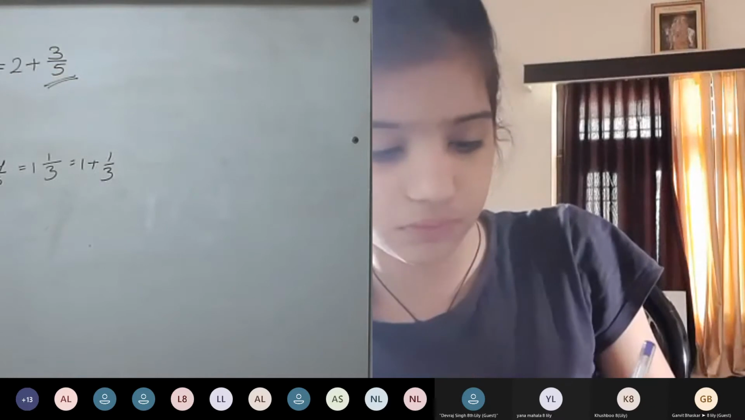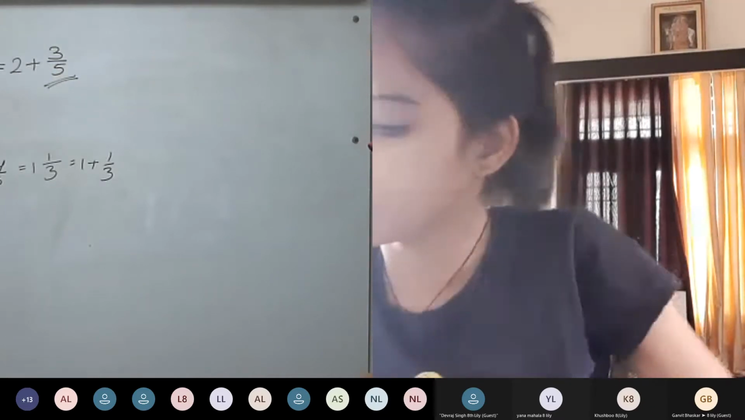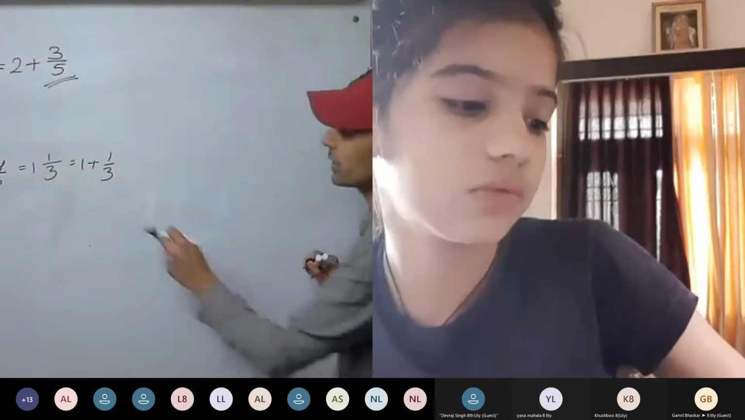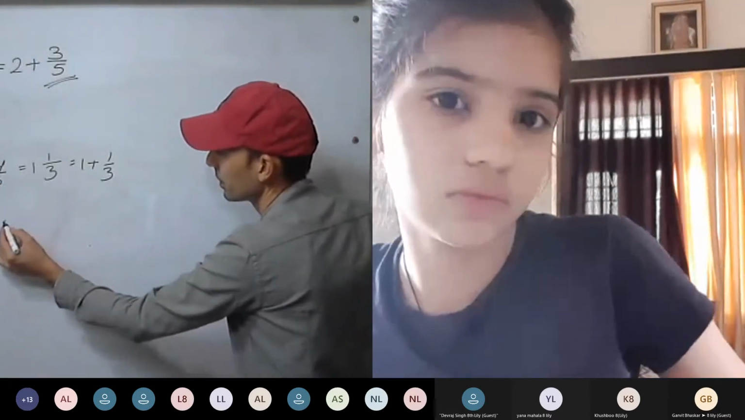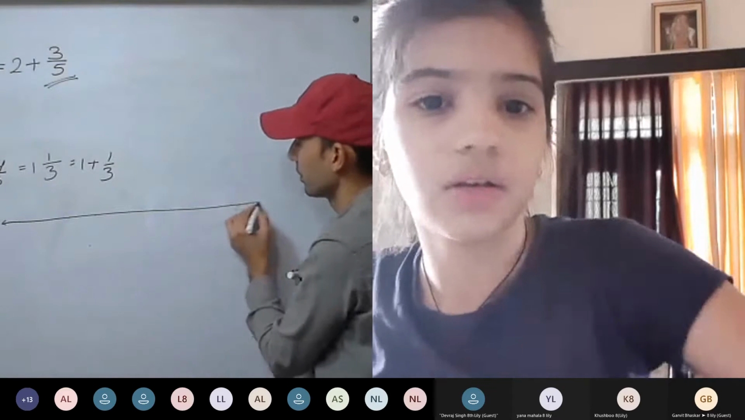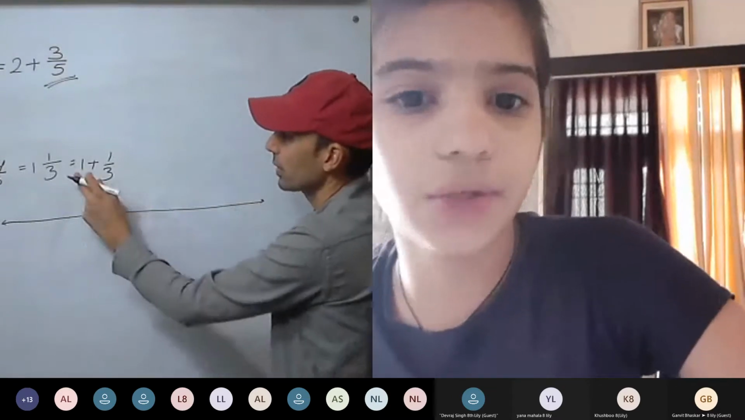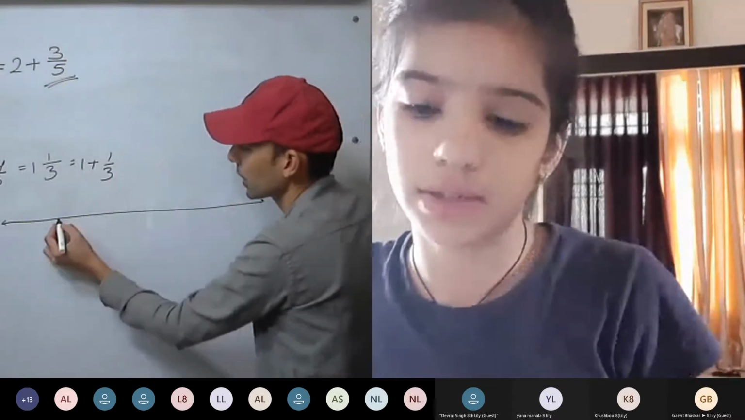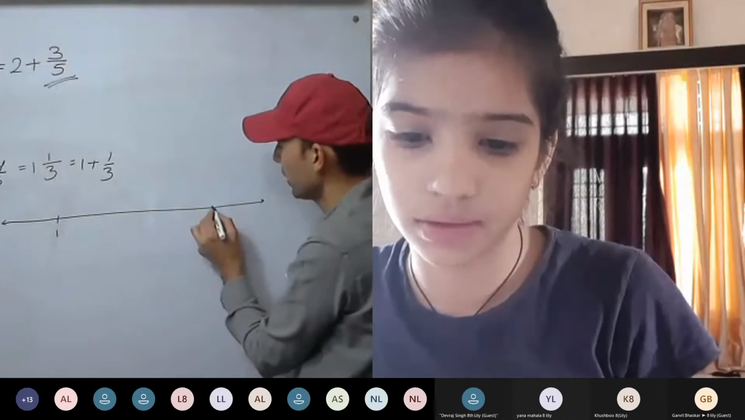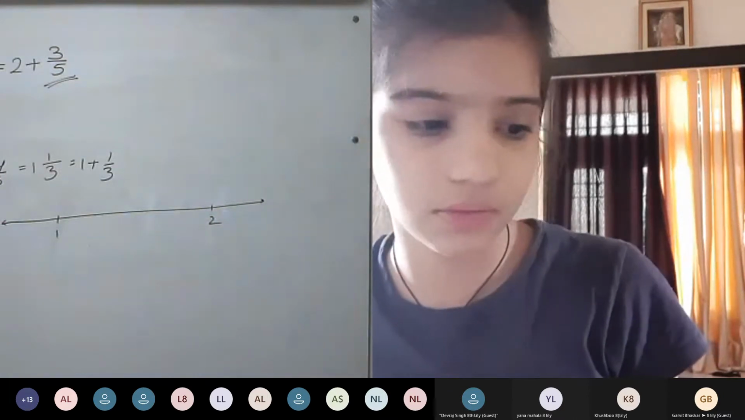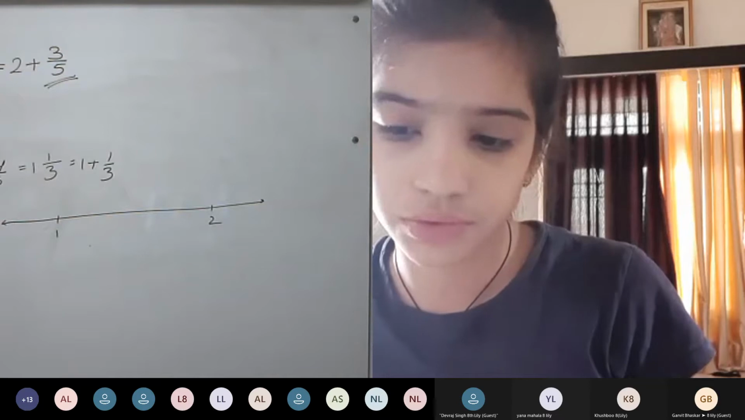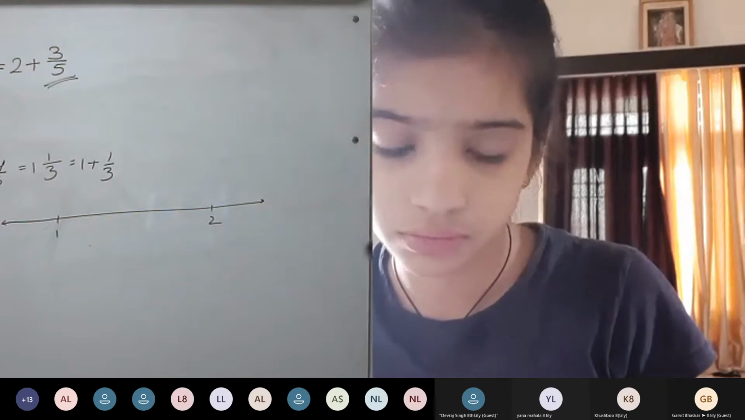Everyone mark it on the number line. So this number will lie between 1 and 2. I'm marking 1 here and 2 here. So the real number line we have drawn, 1 and 2 we have marked.